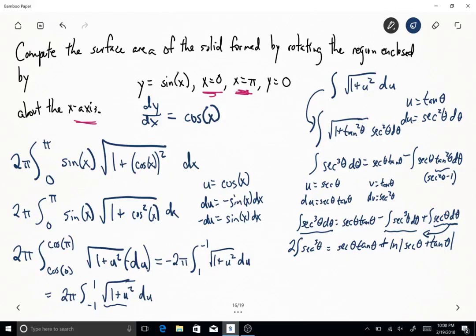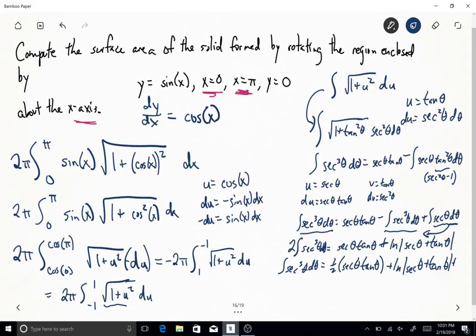So now where does this thing go? It's like a holy mackerel moment. So this thing becomes, you can divide both sides by 2, so you get the integral of secant cubed theta, oops, I forgot the d theta there, equals 1/2 times secant theta tangent theta plus the natural log of secant theta plus tangent theta, and plus some c.